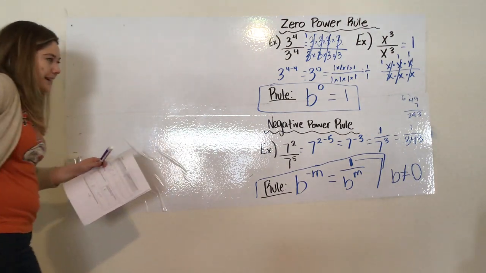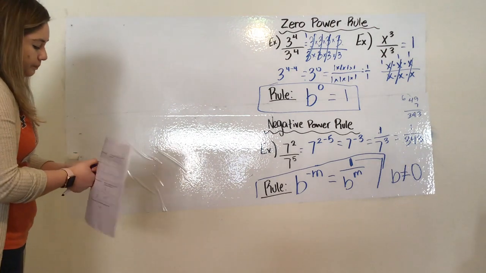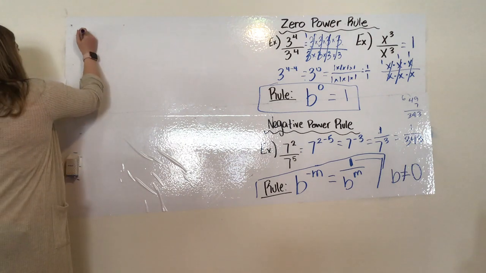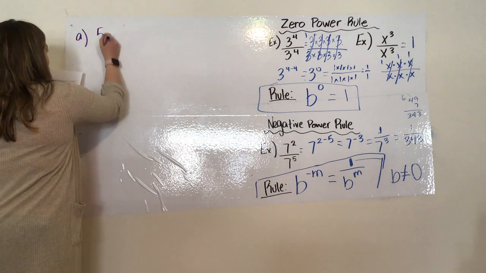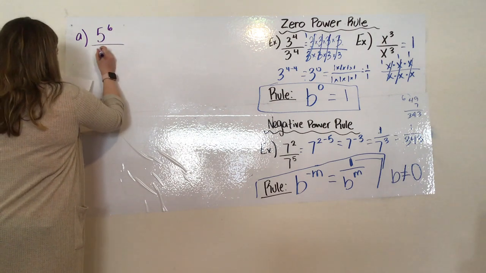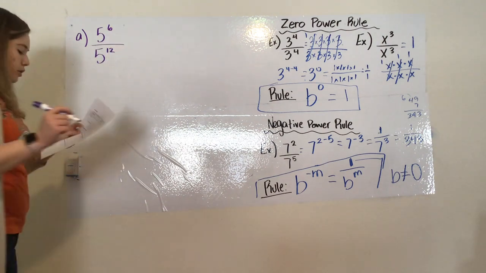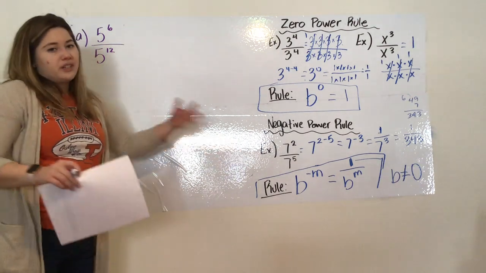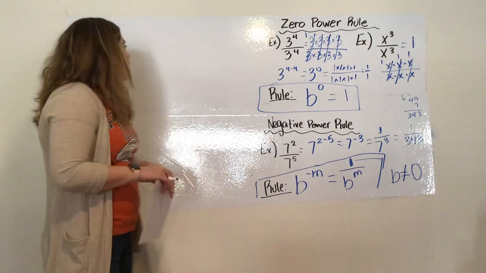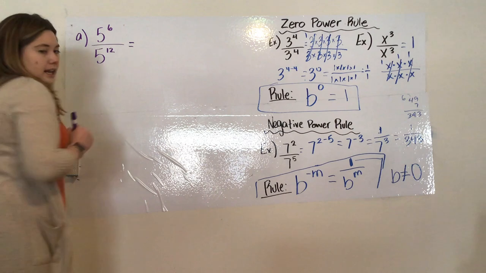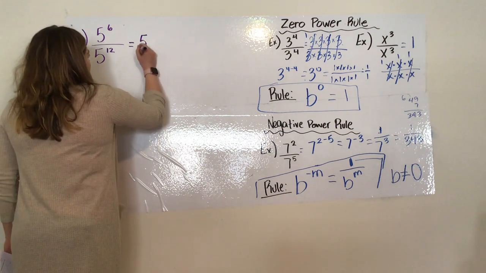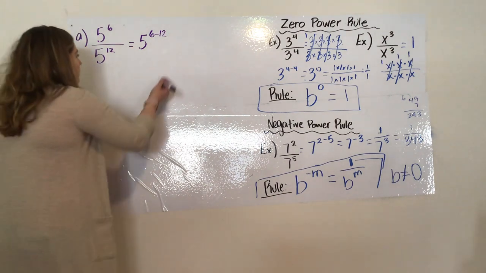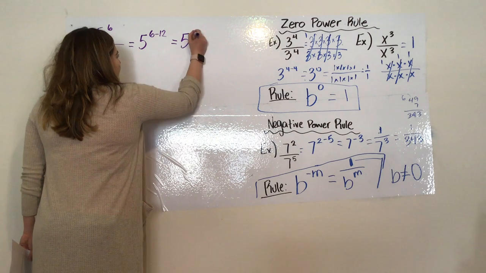I'm going to use purple now, because I haven't used purple in a while. All right, our try it underneath the negative power rule: we have A as 5 to the power of 6 all over 5 to the power of 12. You can do it through expanded or just quotient. Once we know the rule, I just like using the quotient. So I know that if I'm dividing exponents, it's really 5 to the power of 6 minus 12. And we know 6 minus 12 is equal to negative 6.